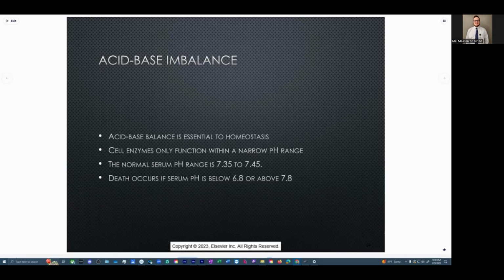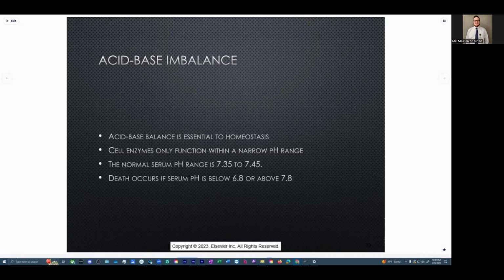It's in that naming. So cells, the enzymes in cells, they only function within this really narrow pH range. So what is pH? pH is a scale that basically just measures the amount of hydrogen ions we have. So normal pH for our body is 7.35 to 7.45. I will say that's a need to know kind of range. You're going to want to keep that in your brain for a long time.